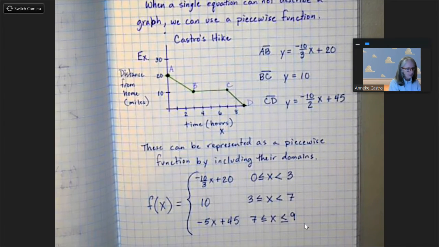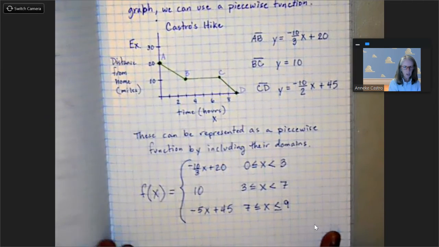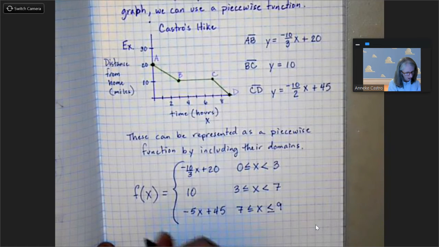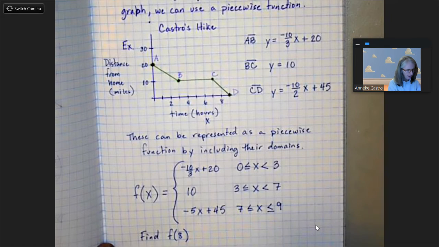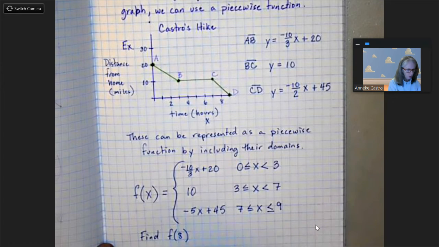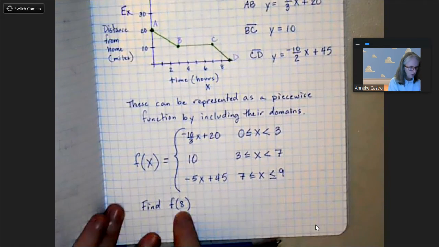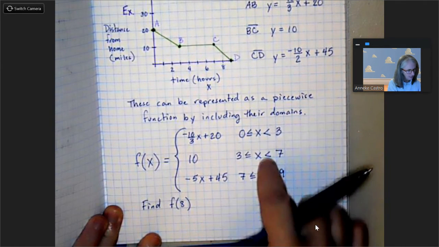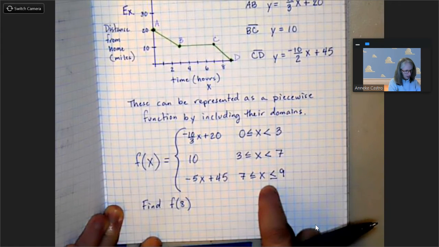All right, so if I was given a function like this, say I didn't have the graph, I was just given a piecewise function, and I was asked, find f of 8. If I wanted to find f of 8, well, does that mean I have to plug it into all of them? No. What I have to do is look at the domains and figure out which part of the function the 8 falls into the domain of. Okay, so where is this going to fit? So I find the domain that it fits into. So 8 is going to fit into this domain, and I'm going to use that function in order to find f of 8.